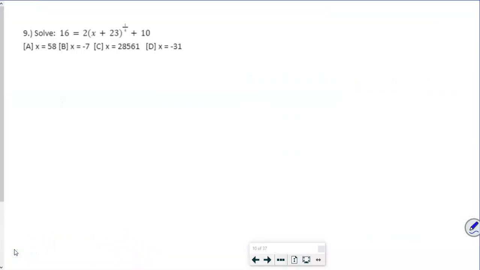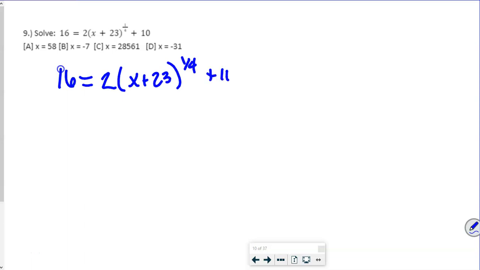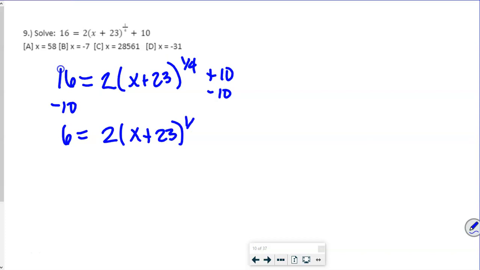So once again, I'm going to do this algebraically. So I've got 16 is equal to 2 times x plus 23 to the 1/4 plus 10. So I'm going to subtract 10 from both sides. It's going to give me 6 equals 2 times x plus 23 to the 1/4 power. So I'm going to divide both sides by the 2. So that gives me 3 equals x plus 23 to the 1/4 power.